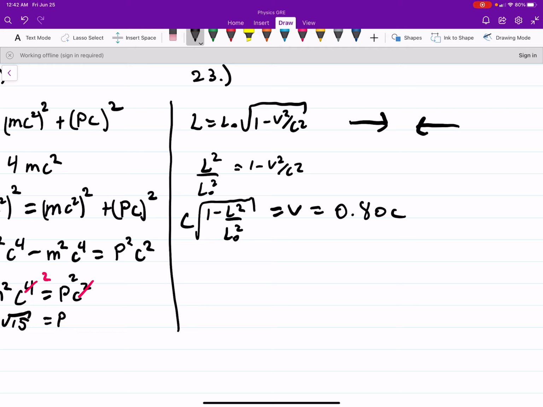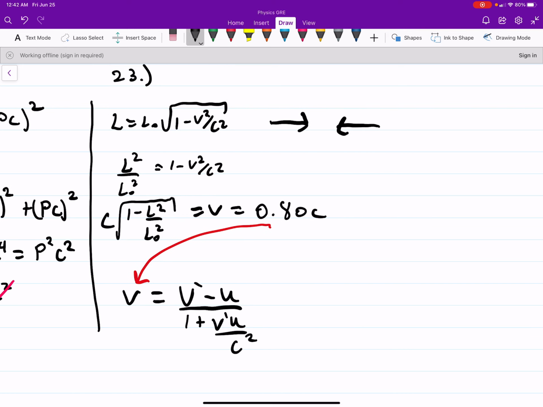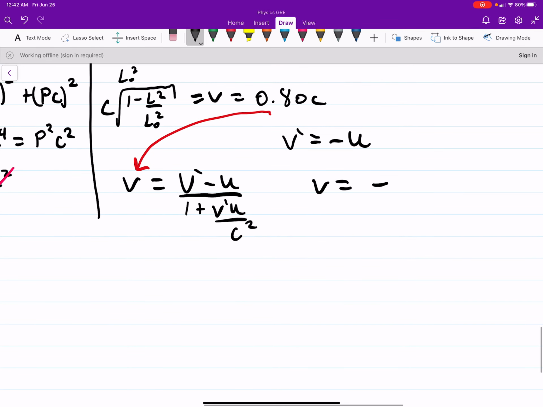Well, how do we do that? Well, we have an equation: V equals (V prime minus U) over (1 plus V prime U over C squared). This, we know, is what is measured by the other moving observer. V prime and U are really the same thing, just in opposite directions, so V prime equals minus U. They're moving at the same speed, but coming in opposite directions, so there's a sign difference. Then V equals minus 2U over (1 plus U squared over C squared), making that substitution.